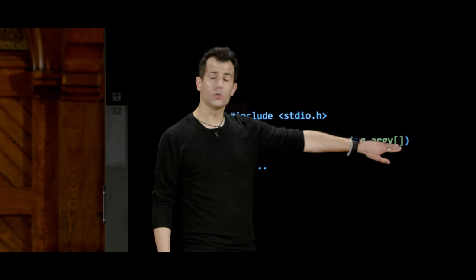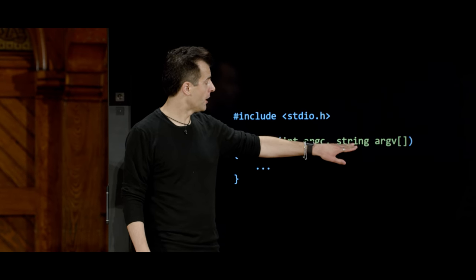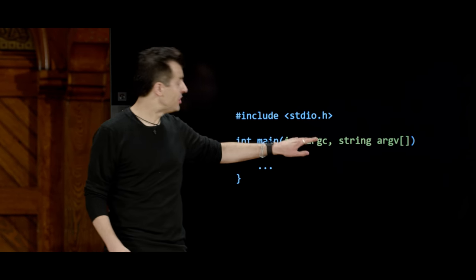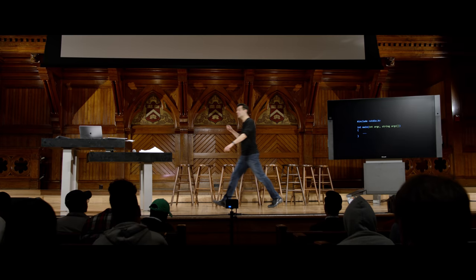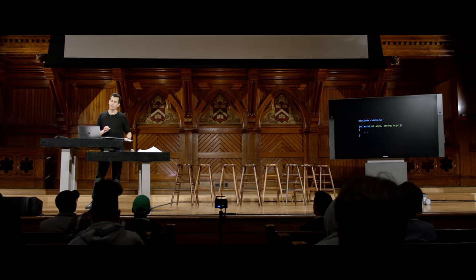argv bracket, close bracket just means this contains one or more words, each of which is a string. argc is argument count. So this is the variable that main gets access to that tells it how many arguments, how many strings are actually in argv. So how can we use this in a useful way?